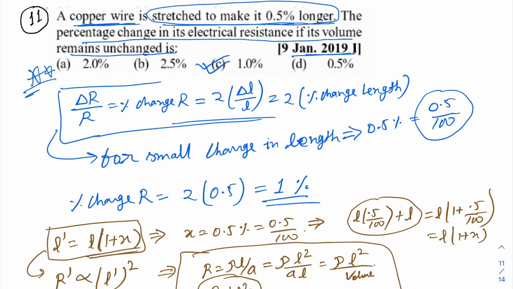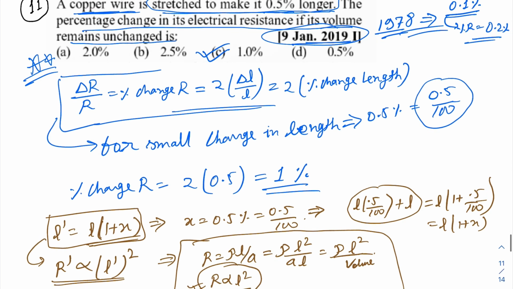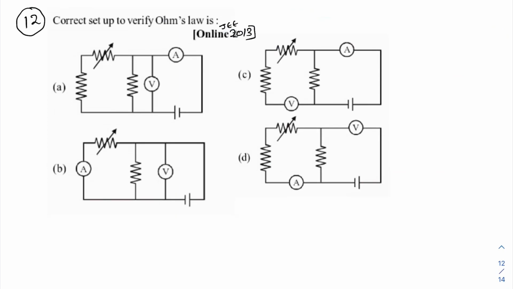There are many examinations in which they have asked in IIT JEE, in previous years also they have repeated the same question. In 1978 IIT JEE, in this also they have just changed the data, that is 1.5% longer, so its answer will be: percentage change in R will be simply multiplied by 2, so it will be 0.2 percent. So it is 1978 IIT JEE. Now we will move to the next question, that is 12.